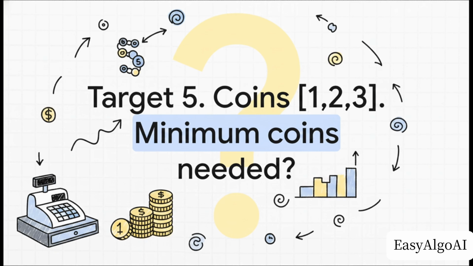Imagine you're standing at a cash register, right? And you have an infinite supply of $1, $2, and $3 coins just sitting in your pocket. Your target is to pay exactly $5. But here is the catch. What's the absolute fastest way to make that $5? Using the fewest number of coins possible.